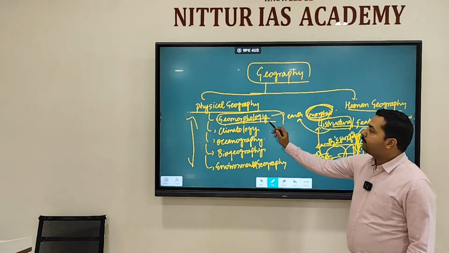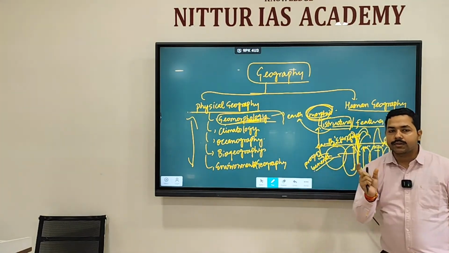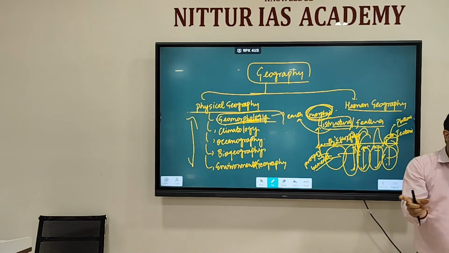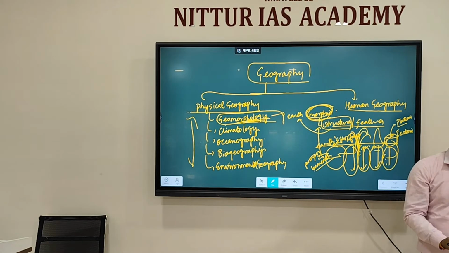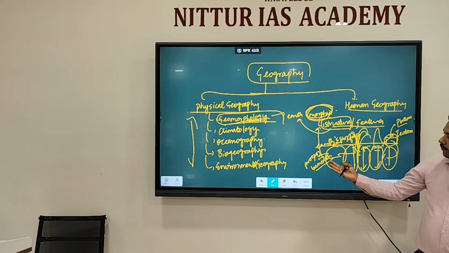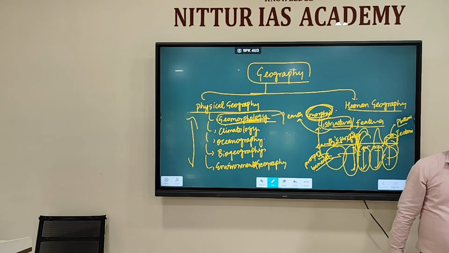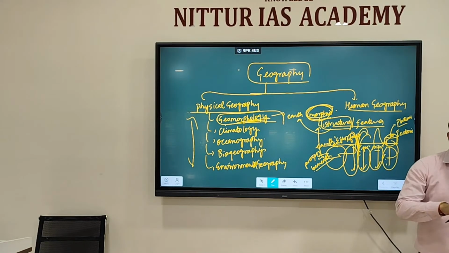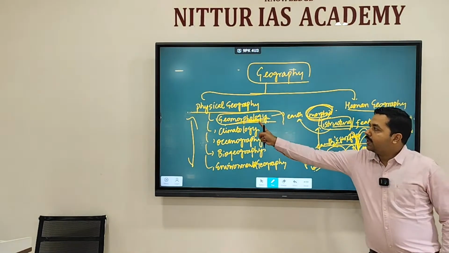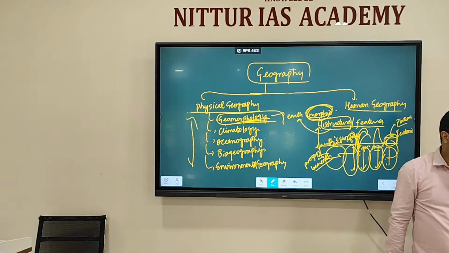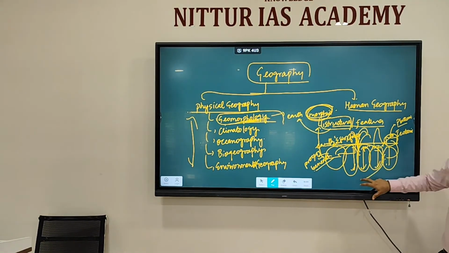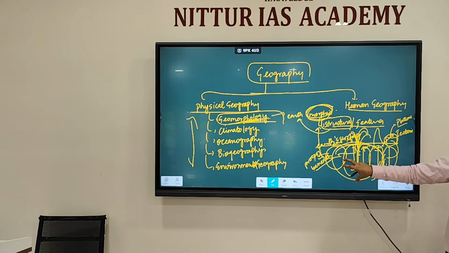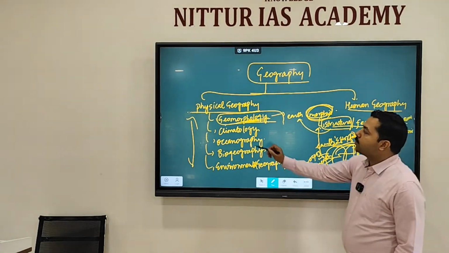Clear? So remember that term, morphic means structure. Whatever structure you are finding on the Earth's surface, you have to study about that, be it plains, mountains, plateaus, deltas, valleys, any structures that you are finding on the surface of Earth. And more you will get information regarding the interior of Earth. So what is the interior of Earth?